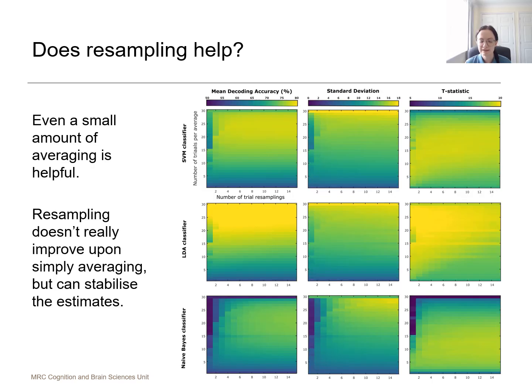So just to summarize, even a small amount of averaging appears to be helpful for all of the classifiers. However, certain classifiers, for example naive Bayes, suffer if you include too many trials per average. And resampling can help you to stabilize the effect, but it doesn't significantly improve on simply averaging, and you don't really need to use high values to maximize your sensitivity.